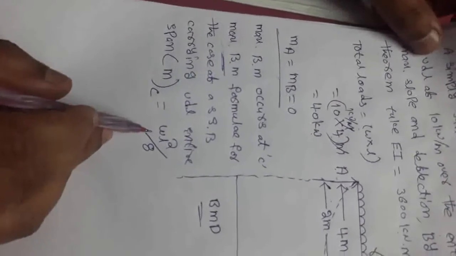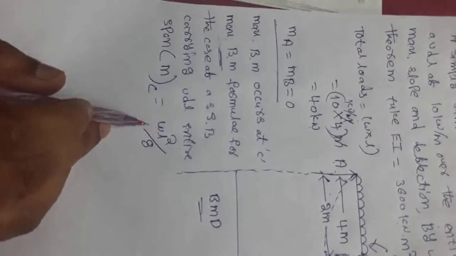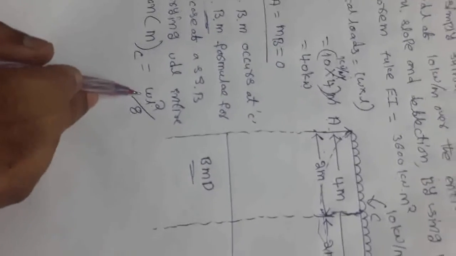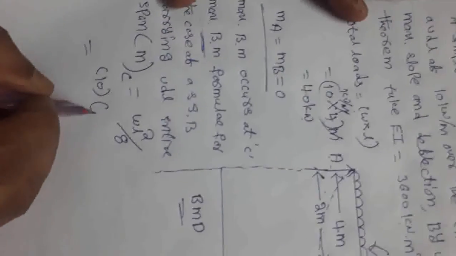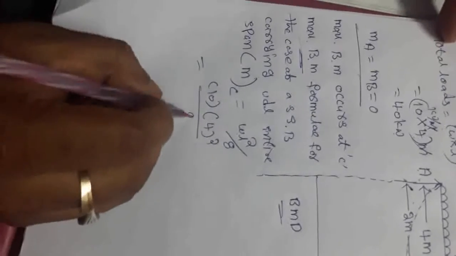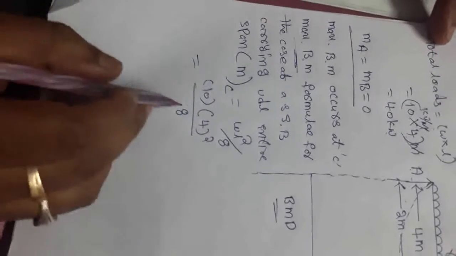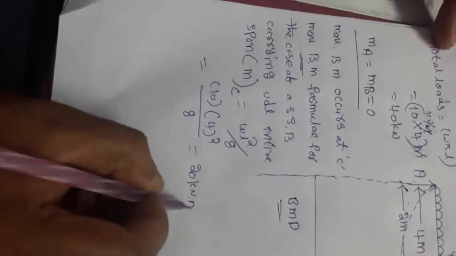Okay, this is the maximum bending moment formula for a simply supported beam carrying a UDL over the entire span. Substituting the above values, W equal to 10 and L equal to 4, into WL square by 8, and simplifying, you get 20 kilonewton meter.